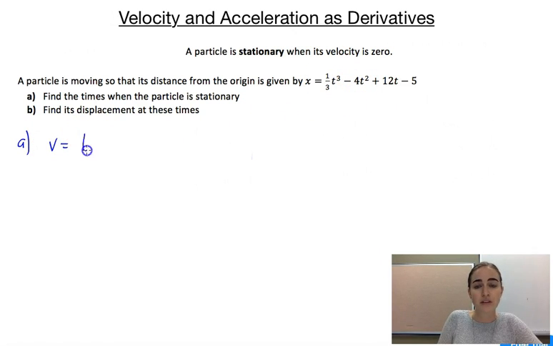So if this is our displacement, then for part A, our velocity is going to be the derivative of this. So that would give us t squared minus 8t plus 12. Now we want to set that equal to 0. So 0 equals t squared minus 8t plus 12. And then we're going to solve that.